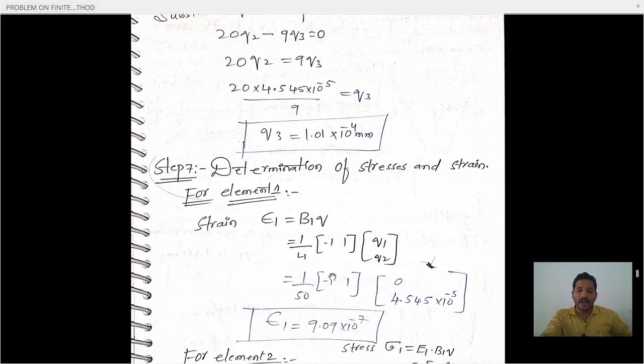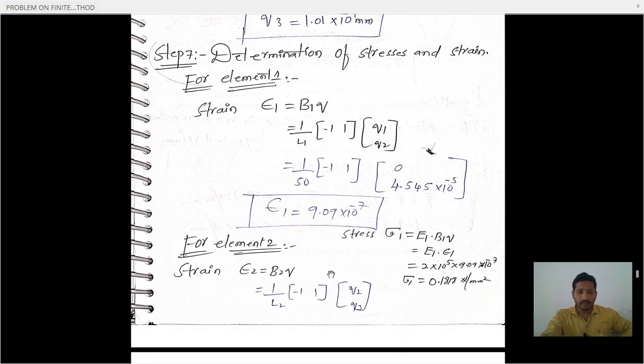After getting the value of Q1, Q2, Q3, again we have to find out the value of stress for the first element as well as stress for the second element. First of all, we need to find out the strain for the first element. Epsilon 1 is equal to B1 into Q. The B1 is nothing but 1 by L1 into minus 1, 1, into Q1, Q2.